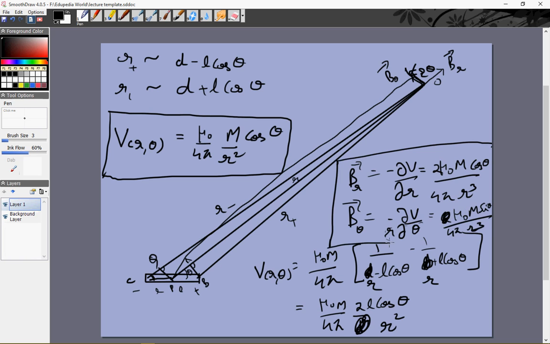And if some of you would like to calculate magnetic fields from the previous method by taking magnetic fields individually and adding, you should try it. It will be slightly more complicated mathematically, but this will ultimately still be the final answer.